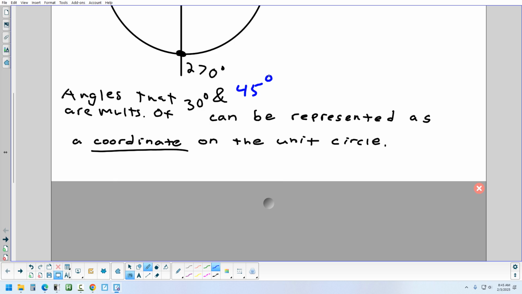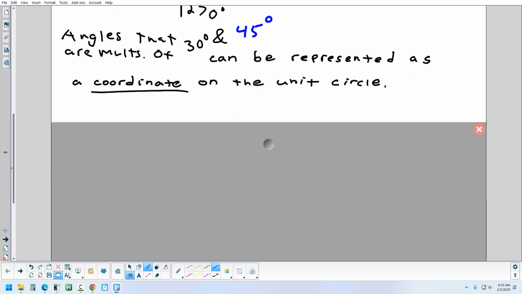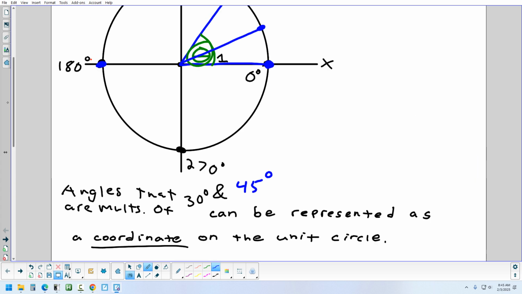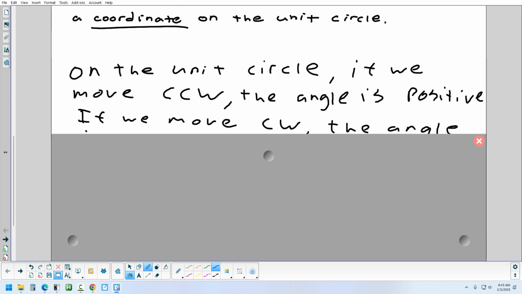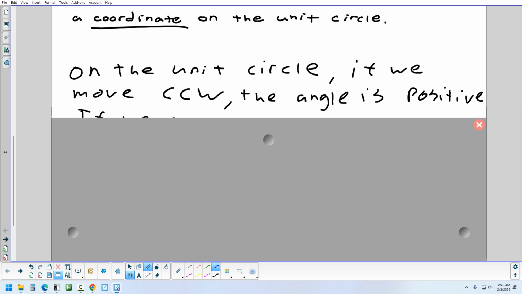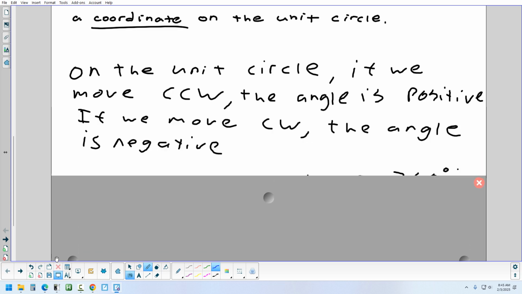So that's the first step, to understand what kind of angles you're going to work with when you're doing unit circle trig. We are just working with angles that are multiples of 30 and 45. So if you wanted to find the coordinate of like 12.7 degrees, where that hits the edge of the circle, that is not something you use unit circle trig to do. Okay, so there are two directions that we can move on the circle. We can go clockwise or we can go counterclockwise.